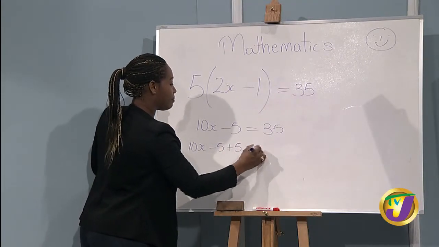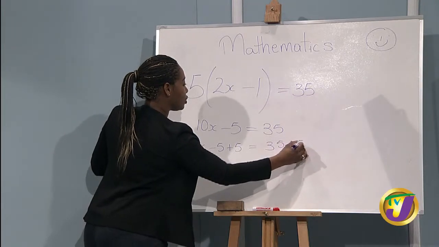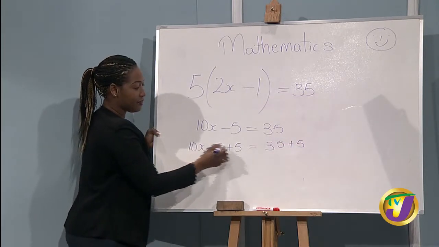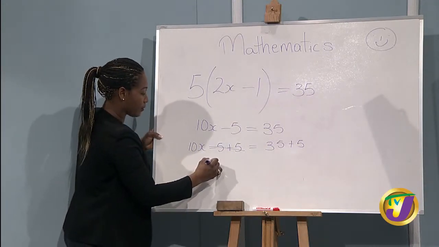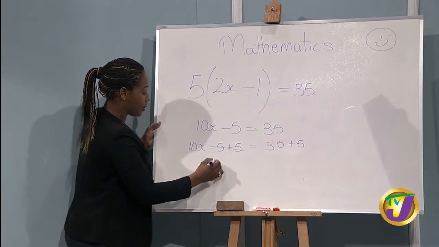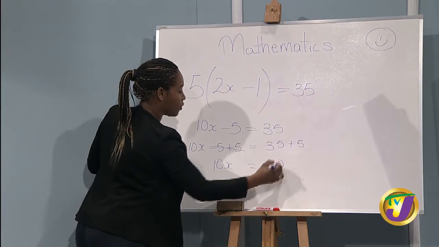And if I add it back to the left side, I must also add it to my right side. Negative 5 plus 5, that will give us 0. We'll call that a 0 pair. Your 10x is left. 35 plus 5 gives me 40.